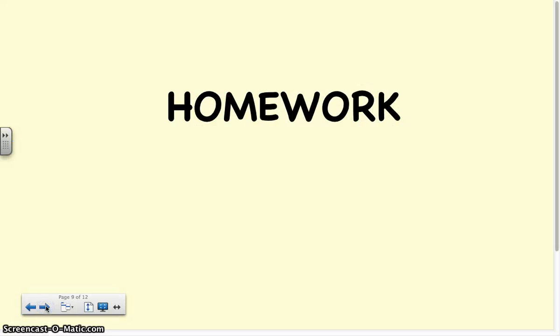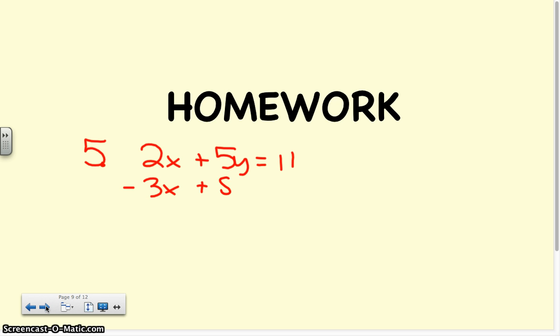I'm going to do another example from your homework. I'm going to choose to do number 5. And I get 2x plus 5y is 11. And negative 3x plus 8y is negative 1. Looking at this, I see I'm going to have to manipulate both equations. Now the variable that I'm going to choose to cancel out is going to be my x. I choose that because I have a negative in front. So they can easily become opposites.